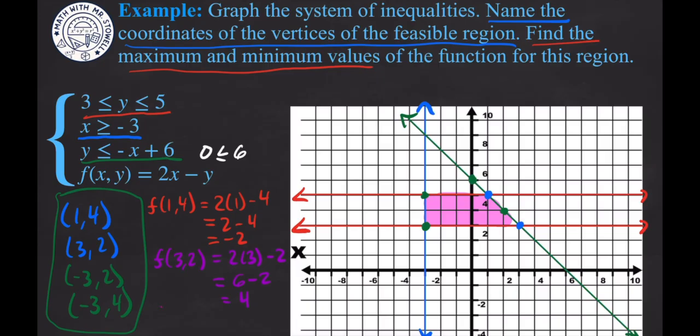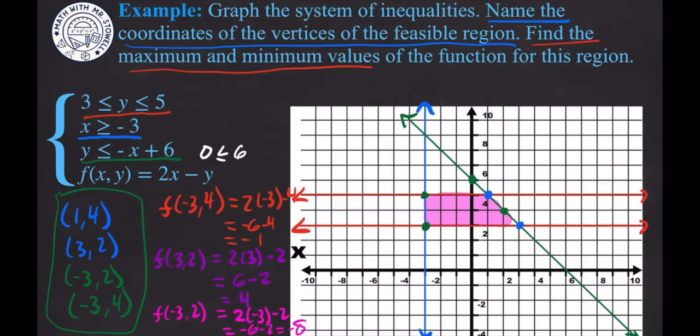In order to find f of negative 3 comma 2, we are going to end up with 2 times negative 3 minus 2, which gives us negative 6 minus 2, which is negative 8. If we want to find f of negative 3 comma 4, this is going to be 2 times negative 3 minus 4, which gives us negative 6 minus 4, which gives us negative 10.